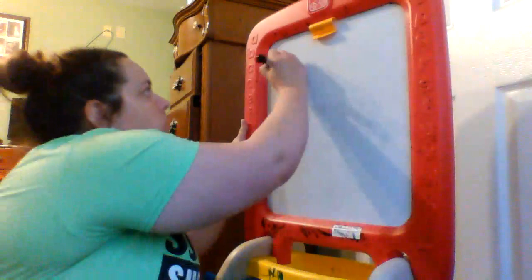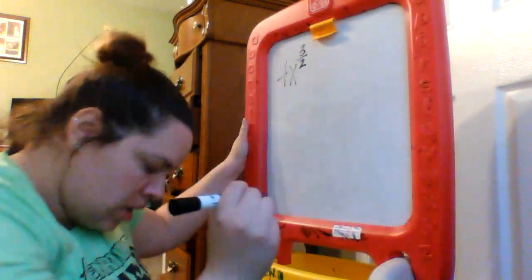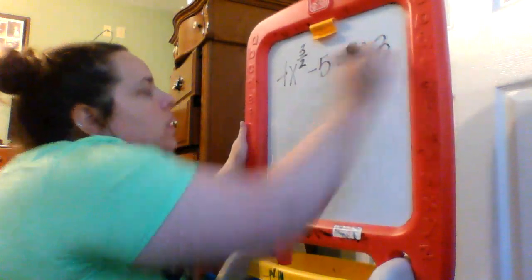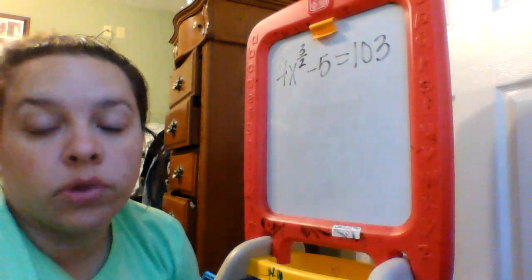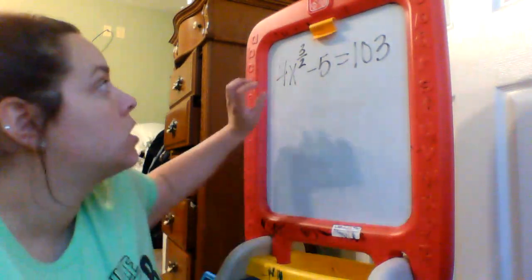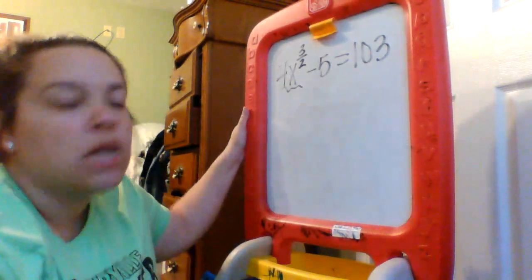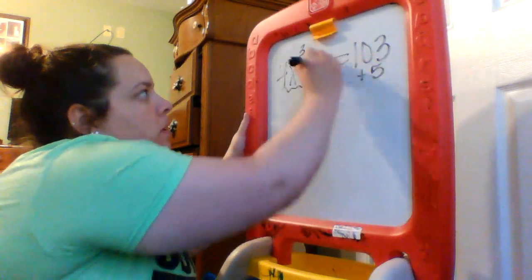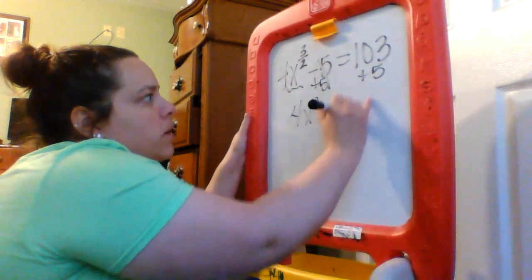All right, so 4x to the 3 halves minus 5 equals 103. All right, so like I said, for radical equations, isolate the root or the exponent. So this is what I need to isolate first. Okay, so I'm going to move this 5 over. It's a minus 5, so I'm going to add 5. So that would be 4x to the 3 halves equals 108.